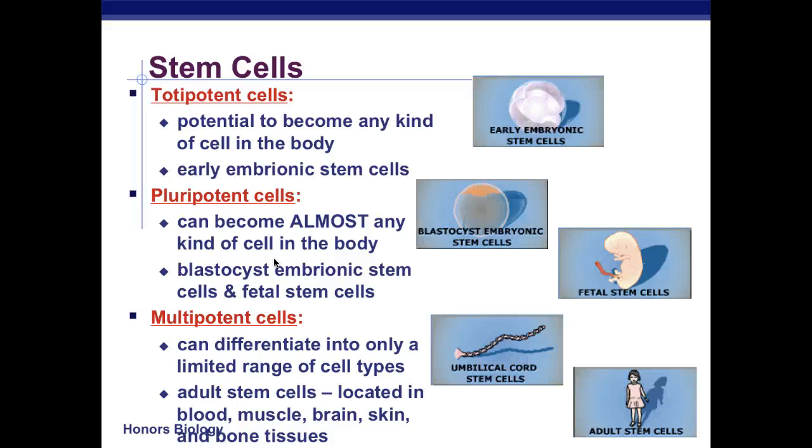Then you have your multipotent cells. They can differentiate into only a limited range of cells. These are the adult stem cells, and they're located in the blood, the muscle, the brain, the skin, and the tissue. So they're undifferentiated in the sense that they are stem cells, but they're located in areas like your skin or your blood. And when they do differentiate, they're going to differentiate into the specific cells of that area.